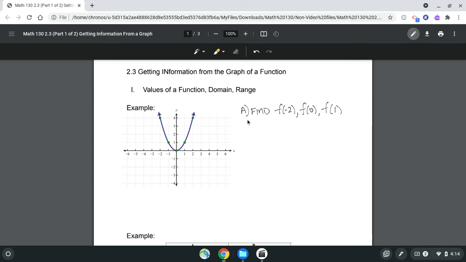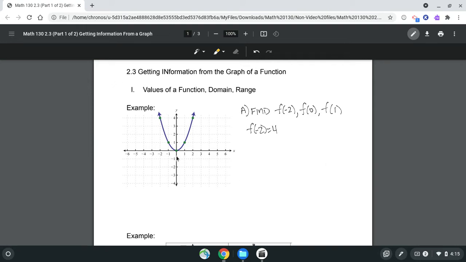And so what you do here, instead of plugging into a function, is you take a look at the graph of the function, and you look at this x value, -2, which is over here, and you check to see what its y value is. So we see here that f of -2 is 4. When x is -2, we get 4. So here f of -2 would equal 4.